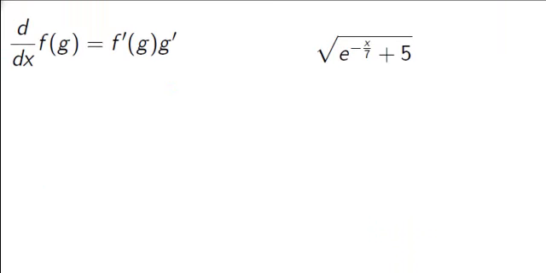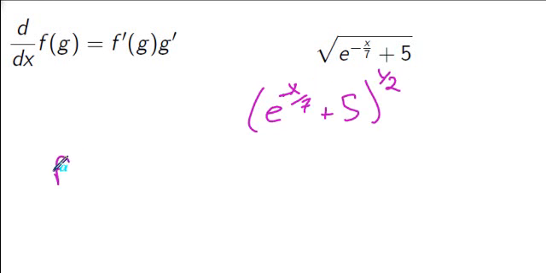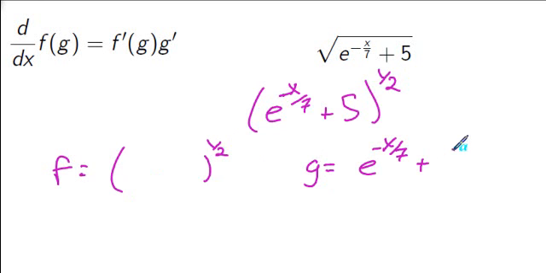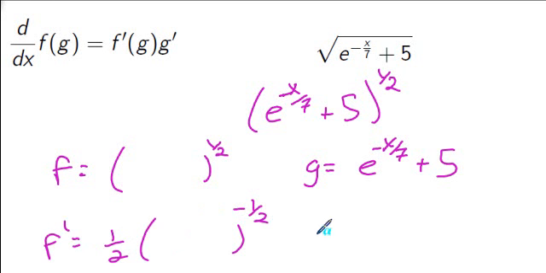Now let's try another one. So this one, here we have the square root of e to the negative x over 7 plus 5. Again, whenever you see radicals, we need to get rid of radicals, and you can see that we're going to have a function inside of a function. So if I rewrite that as e to the negative x over 7 plus 5, raised to the 1/2 power, now you can see that my f, the outside function, is going to be that quantity raised to 1/2, while my inside function g is e to the negative x over 7 plus 5. F prime is going to be 1/2, drop that 1/2 in front and drop the power by 1, which gives me a negative 1/2.